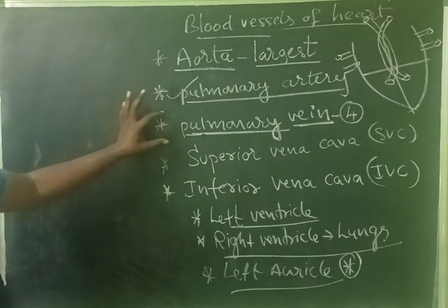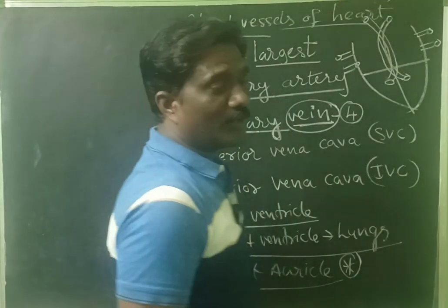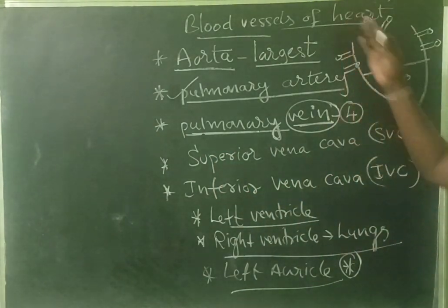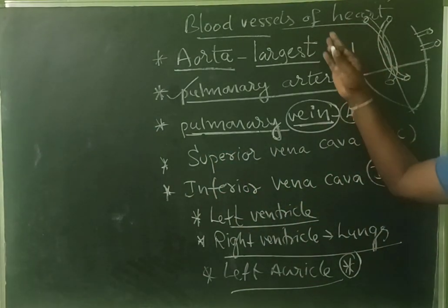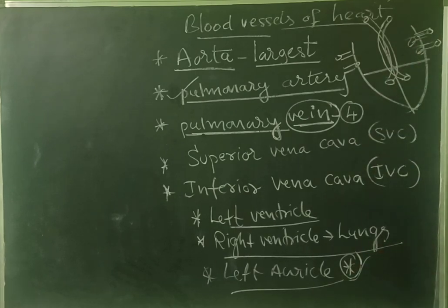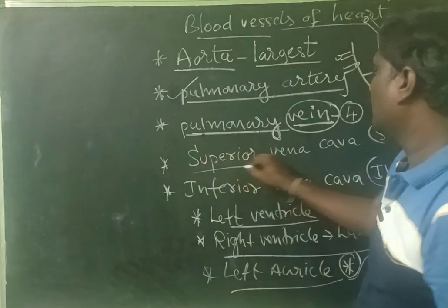Generally all veins have impure blood, but here the pulmonary vein collects the pure, oxygen-rich blood from the lungs to the heart. It opens into the left side auricle.